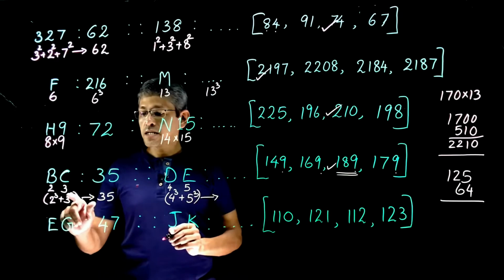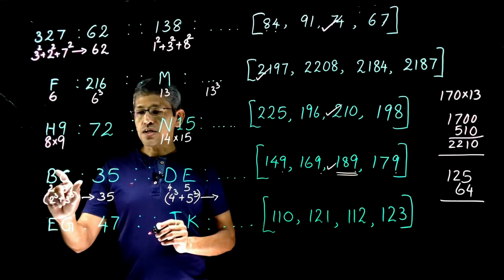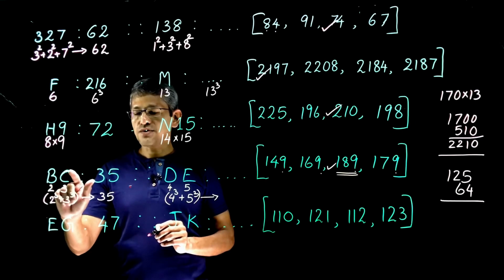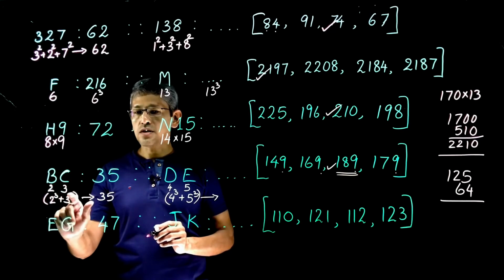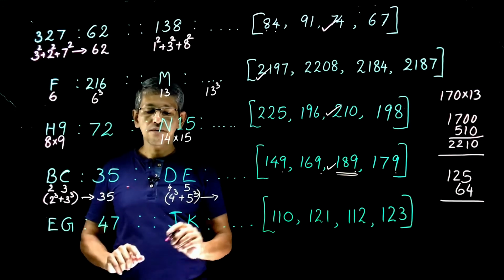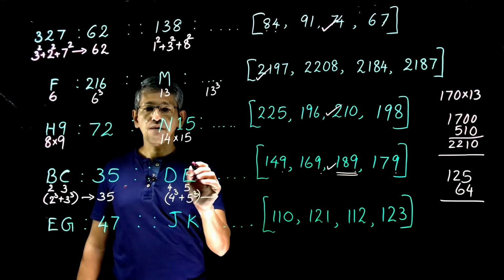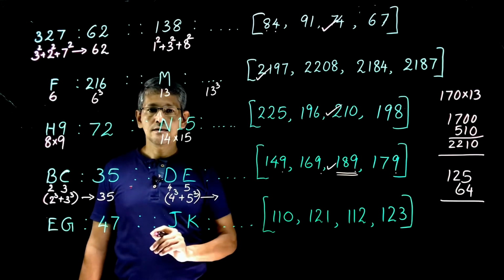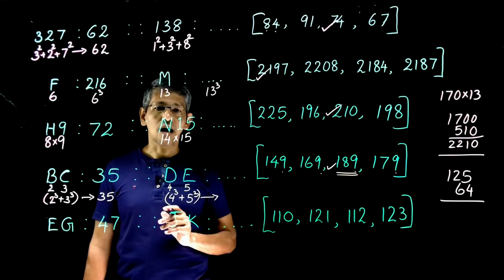So what is the pattern? The position value of A, position value of B and position value of C. So 2 and 3. So 2 cube plus 3 cube, that is 35. And the right hand side is 4 and 5. So 4 cube plus 5 cube, we have 189. Another interesting pattern we have.